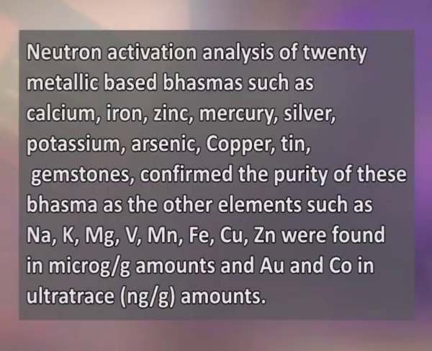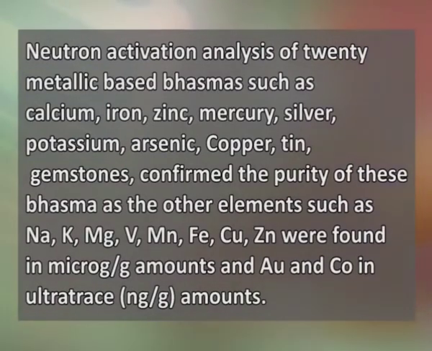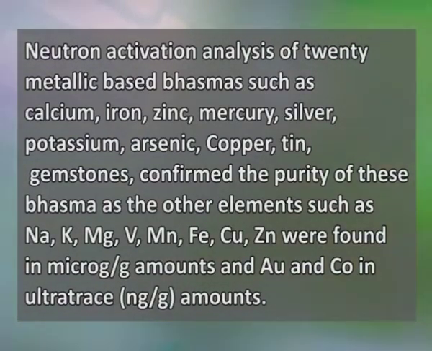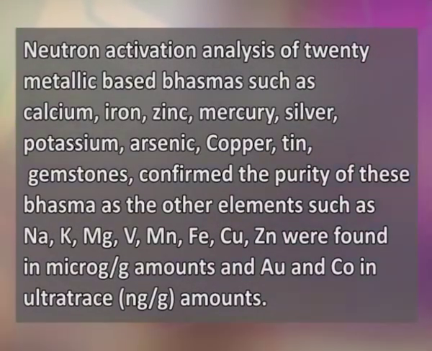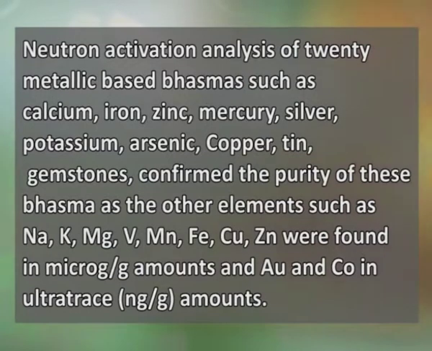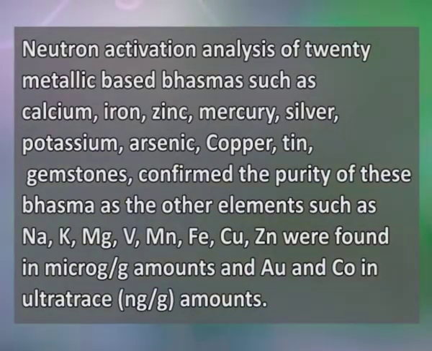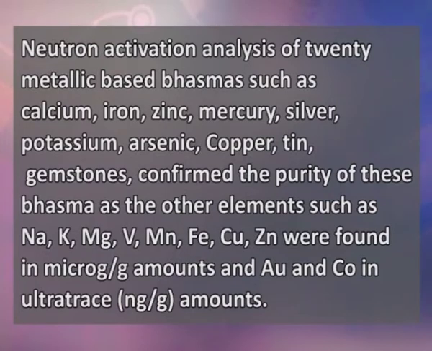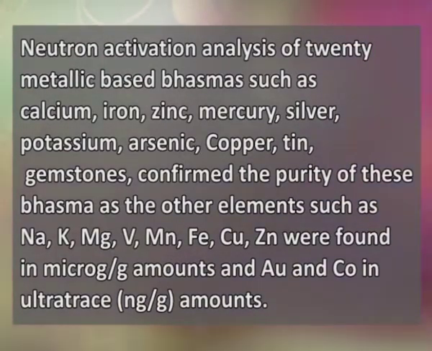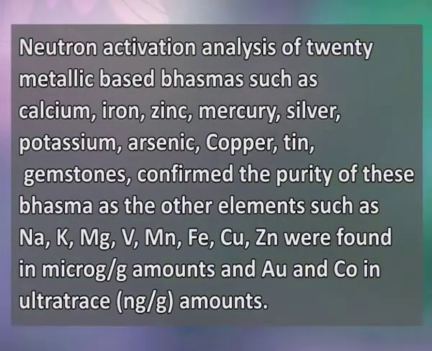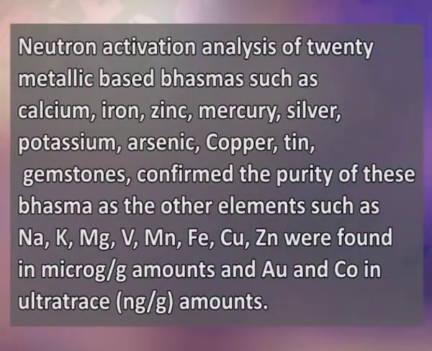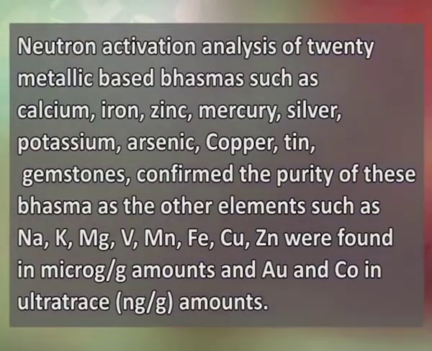Neutron activation analysis of 20 metallic based bhasmas such as calcium, iron, zinc, mercury, silver, potassium, arsenic, copper, tin, gemstones confirmed the purity of these bhasmas as the other elements such as sodium, potassium, magnesium, vanadium, manganese, iron, copper and zinc were found in microgram per gram amounts and aluminum and cobalt in ultra trace nanogram per gram amounts.